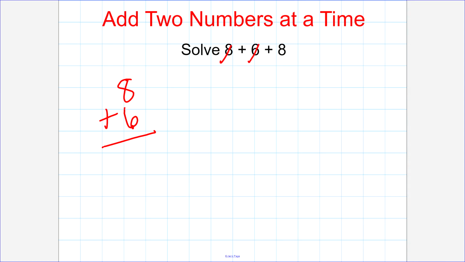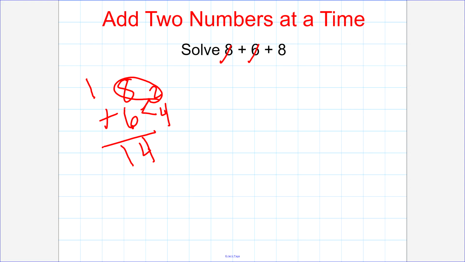I can see that this is going to equal more than 10, so I'll use my make a 10 strategy. 8 needs a 2 to become a 10, so I'll decompose the 6 into a 2 and a 4. 8 and 2 makes a 10, so I'll regroup that 10 to my tens place, and I can see that I have 4 left in the ones place. 1 ten and 4 ones is 14, so 8 plus 6 equals 14.